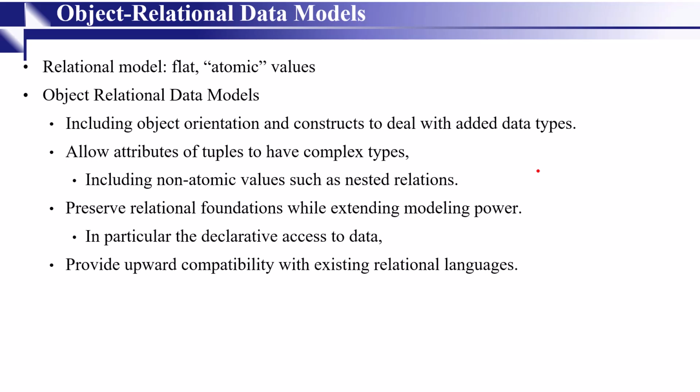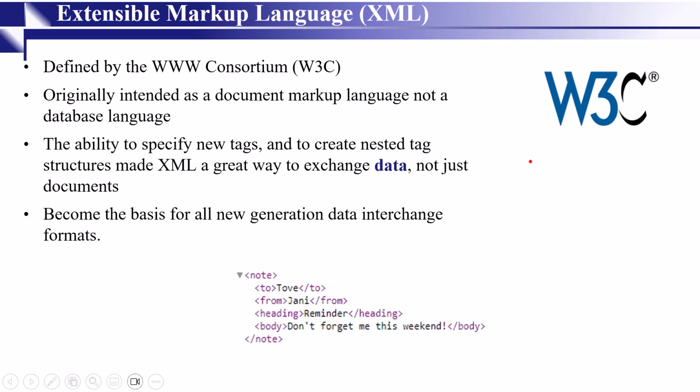Then we have the object relational data model. Here, these object relational models build on the relational models. They are used to support complex data types like nested tables, and they keep the relational structure as well. This blends object-oriented programming concepts with the power of declarative database access.